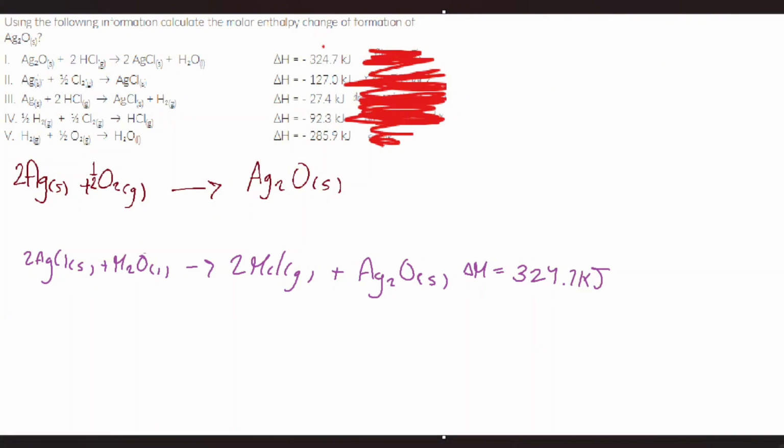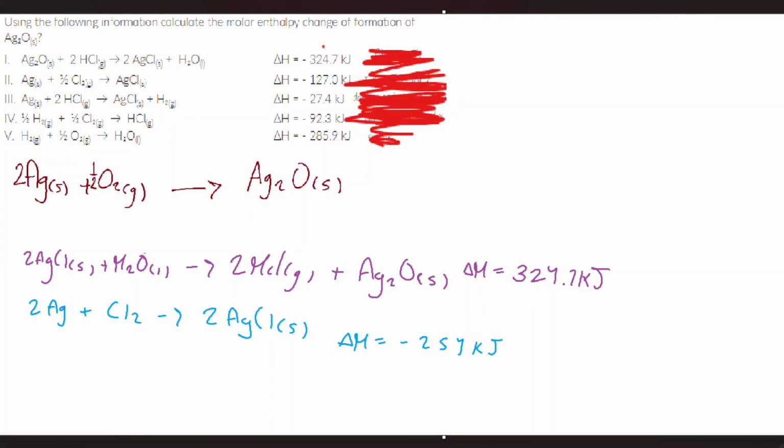Now let's look at reaction 2. Perfect. We have Ag as a reactant, but we only have one Ag. So what are we going to do right here? We are simply just going to multiply the entire thing by 2. So now we have 2Ag plus Cl2 reacts into 2AgCl solid. And the enthalpy on that is going to be -127 times 2, which gives us an enthalpy of -254 kilojoules. Okay, things are working out.